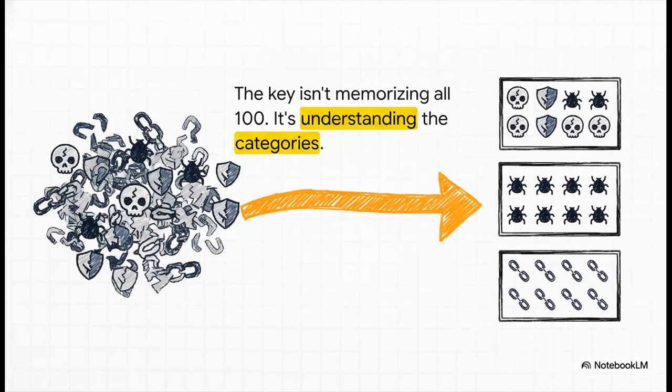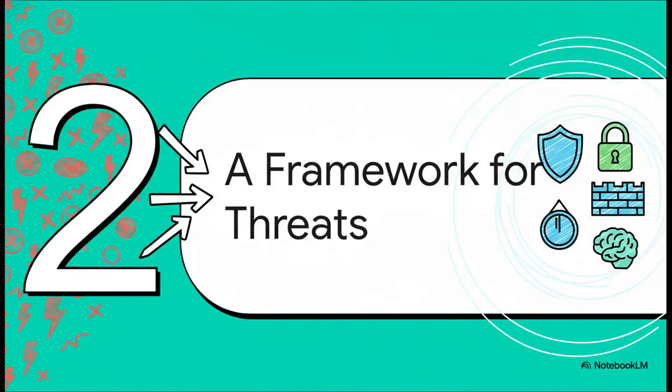And here's the secret. You don't actually need to memorize every single vulnerability. The real key is to start seeing the patterns, to understand that most of these attacks are really just different flavors of a few core ideas. It's all about thinking in categories. And once you start grouping these threats into a logical framework, that terrifying list of 100 things suddenly shrinks down to just a handful of concepts that you can actually get your head around and build defenses for.